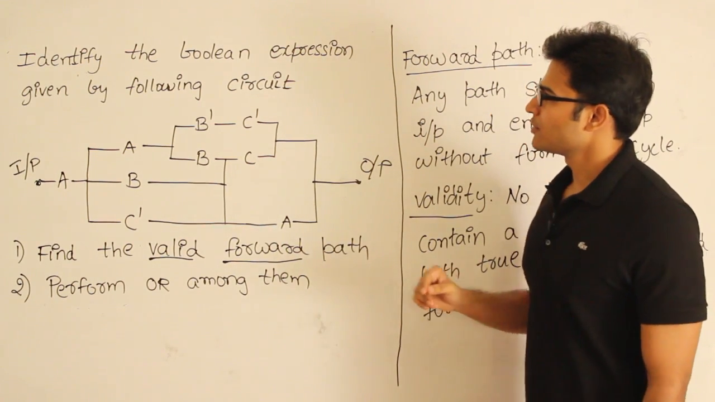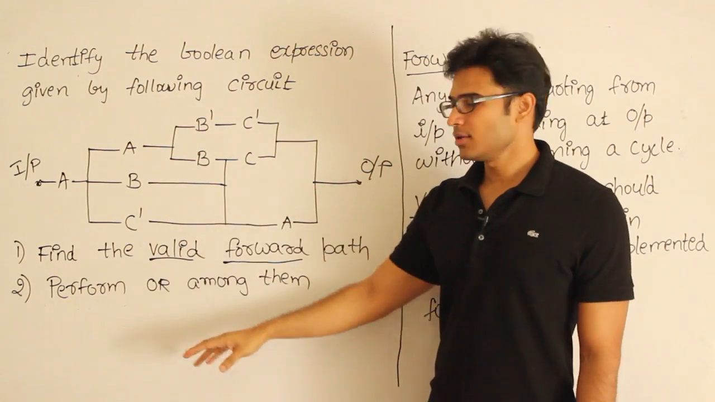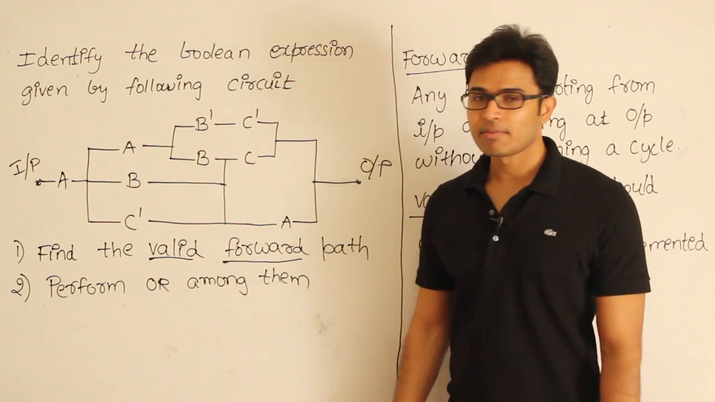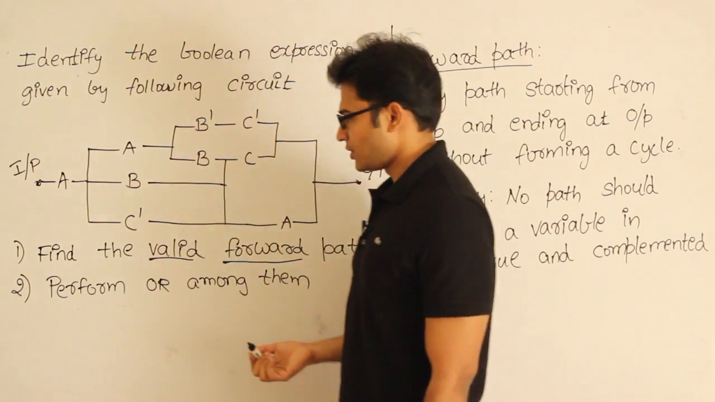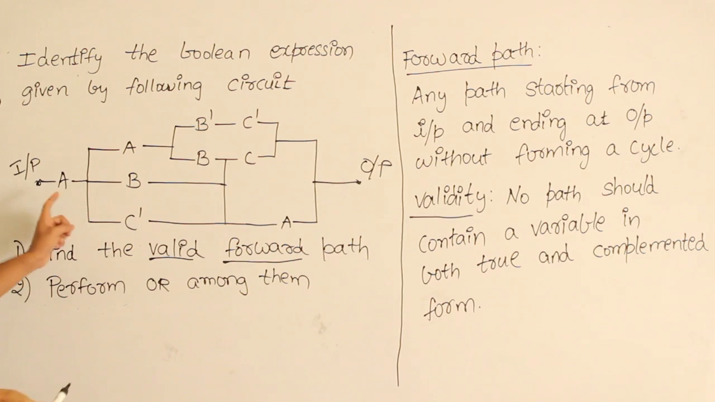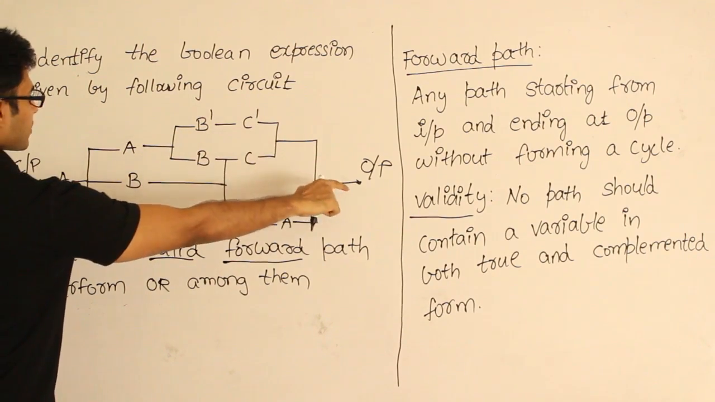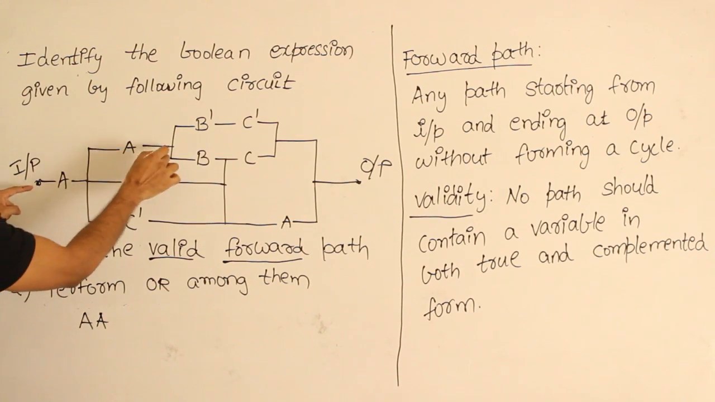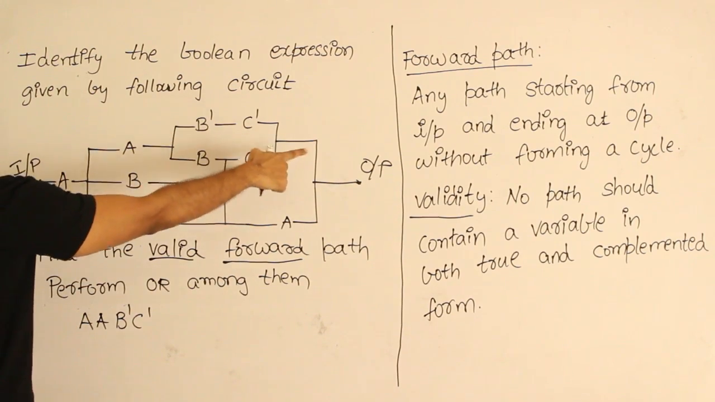So just observe this. To identify the Boolean expression, first you find out the forward paths and then see which are the valid forward paths. I'll take this example and explain. How many ways can you reach from input to output here? See, one way is A, B, and then this one. So I can write A, B prime, C prime. This is a forward path.